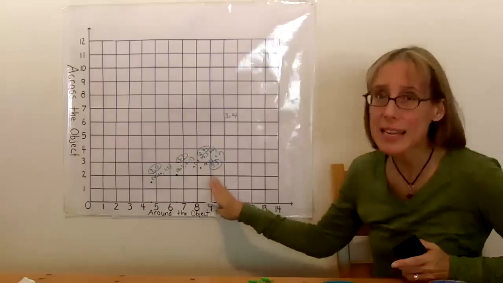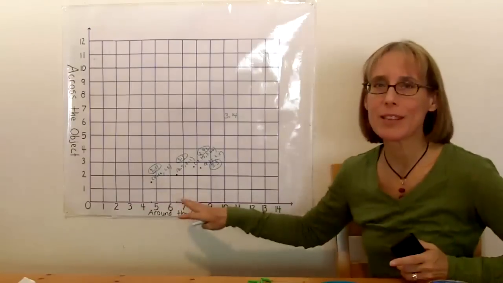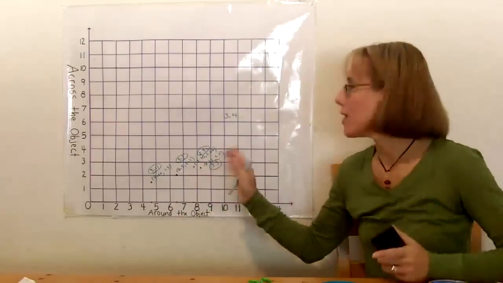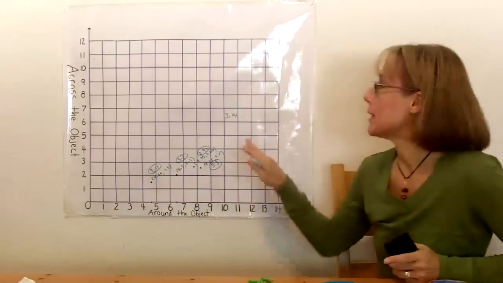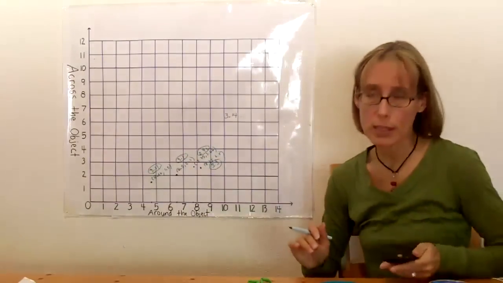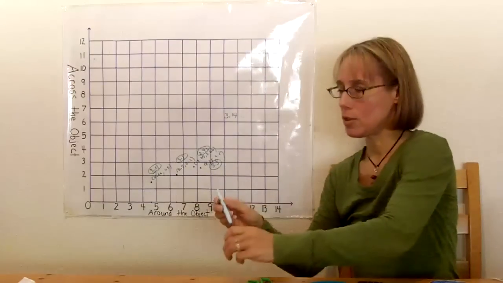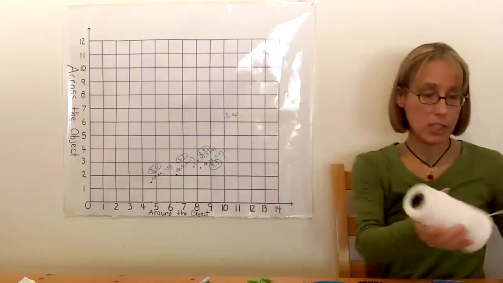Now, it's not exact, and you can talk to the students about that. You know, there's a lot of variables involved here, but the point is that if we did do it really, really exactly, we would get very close to 3.14, and it looks like we actually did get pretty close to that.